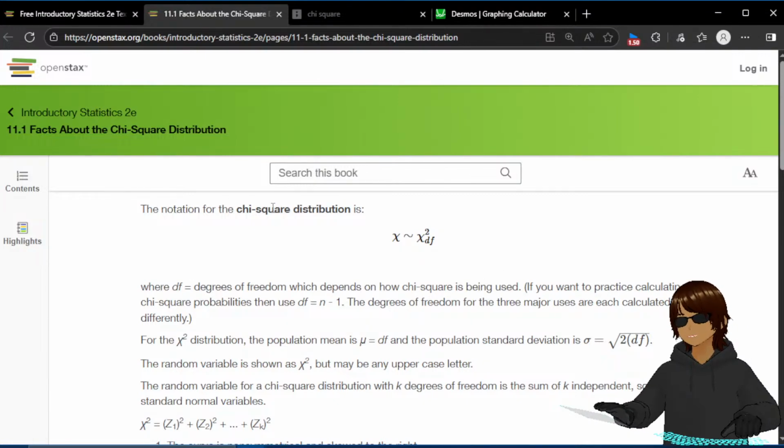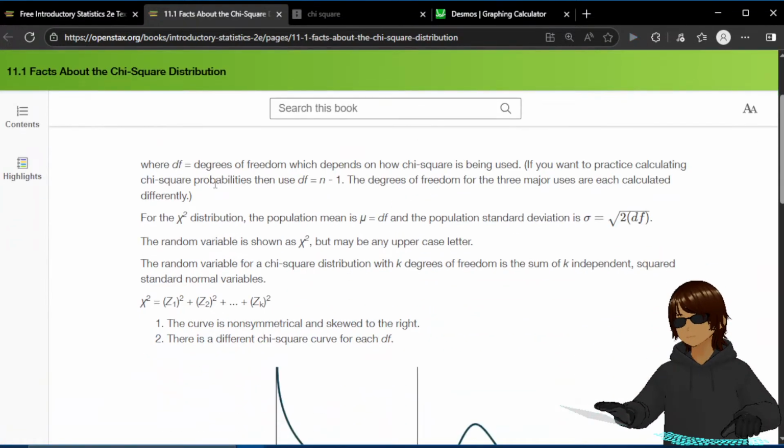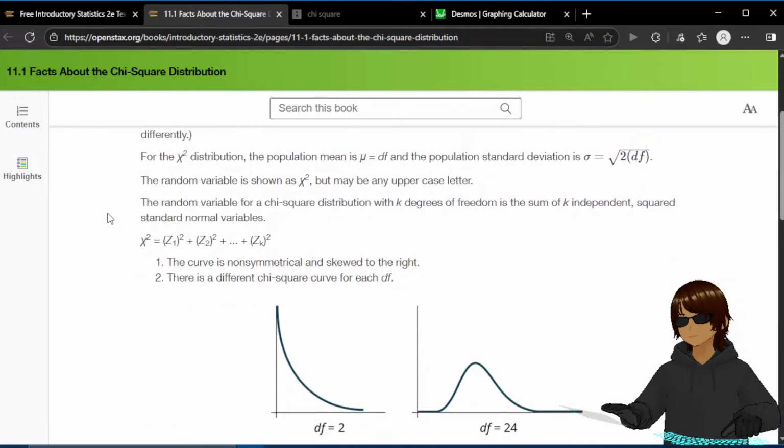The notation for the chi-square distribution is χ² with df, where df is the degrees of freedom, which depends on how chi-square is being used. If you want to practice calculating chi-square probabilities, then use df = n minus 1. The degrees of freedom for the three major uses are each calculated differently. For the chi-square distribution, the population mean is μ equal to df and the population standard deviation is root 2 times df. The random variable is shown as χ², but may be any capital letter.